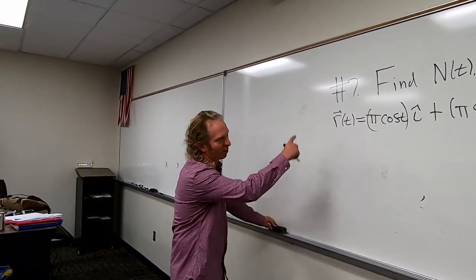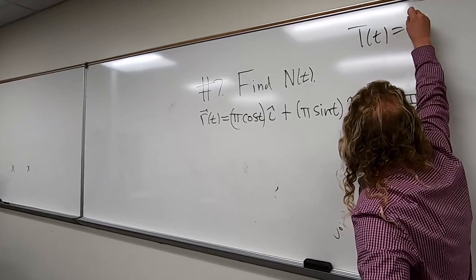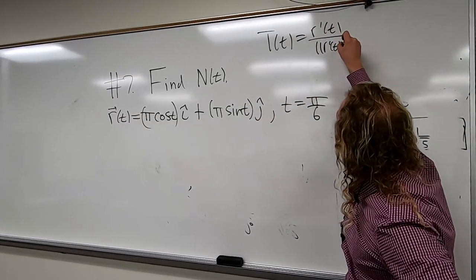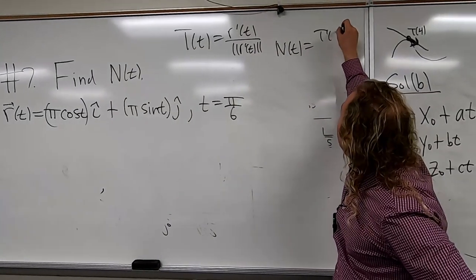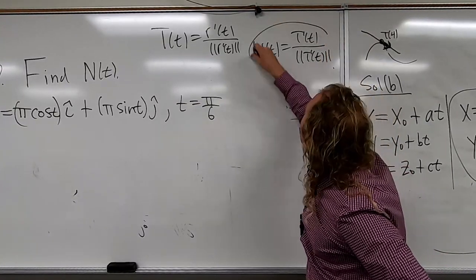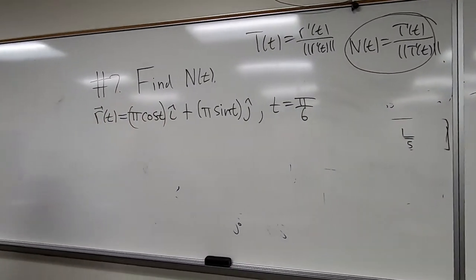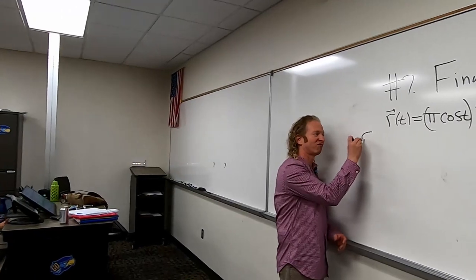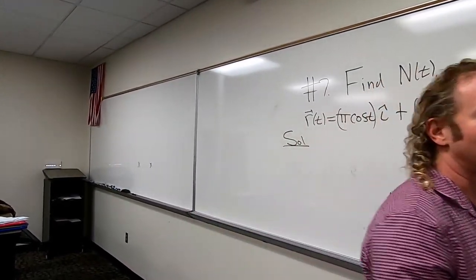Let me refresh your memory on what everything is here. T of t is r prime over the magnitude of r prime. I'm not going to put the arrows. And then N of t is T prime over the magnitude of T prime. So this is our goal. We're looking for that monster. So, solution. We'll start by taking the derivative in this case.